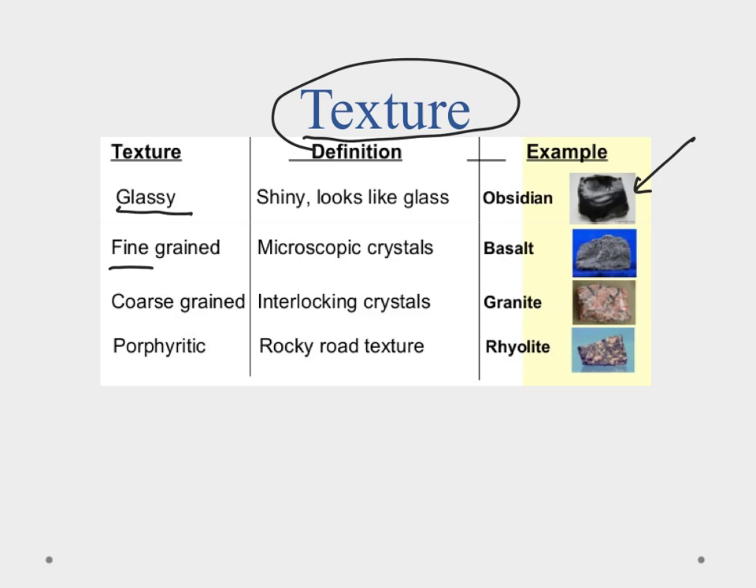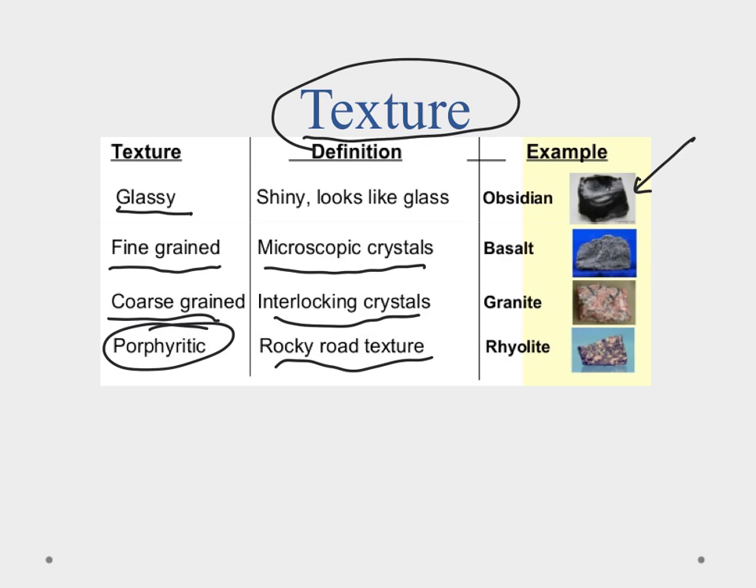We can have some that's going to be fine-grained, where you can have microscopic little crystals. Or it can be coarse-grained, where you'll have these larger interlocking crystals, and you can see those with the naked eye. And then we can have this porphyritic texture. The porphyritic texture is going to have a little bit of these coarse grains in here that you can see, but you're also going to see a bunch of little smaller crystals as well. So it's kind of like a mixture between the fine and the coarse grained.